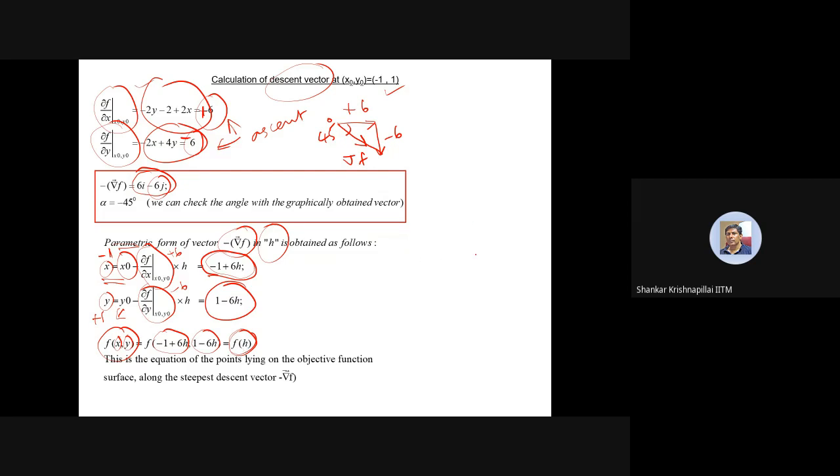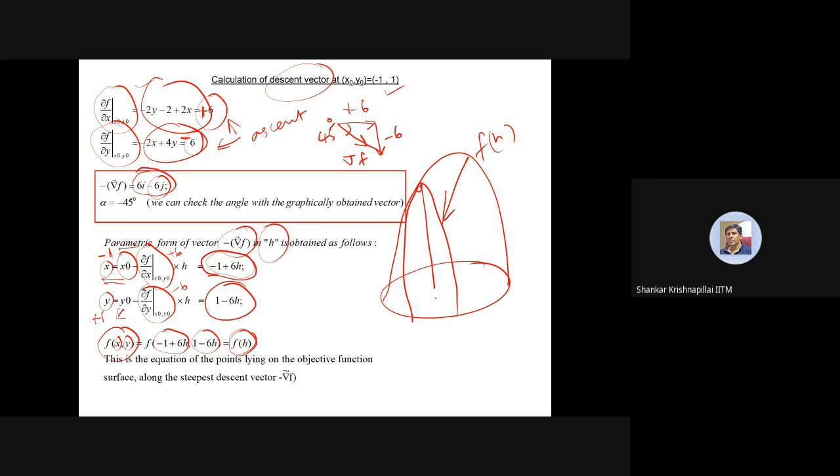So as I already told you, this is the objective function. This is actually f of h. For steepest ascent, you have to maximize along f of h, where it will touch the next point b. In our case, it is steepest descent, so you have to minimize along f of h. So it will touch the next point b.